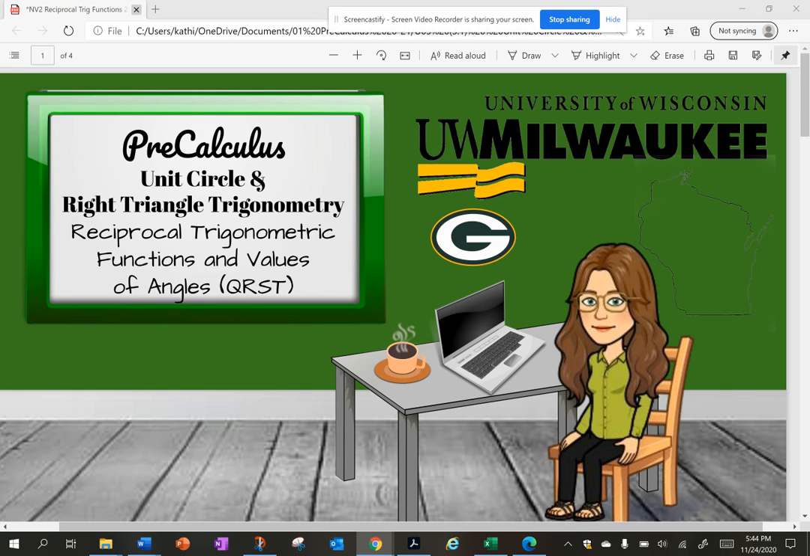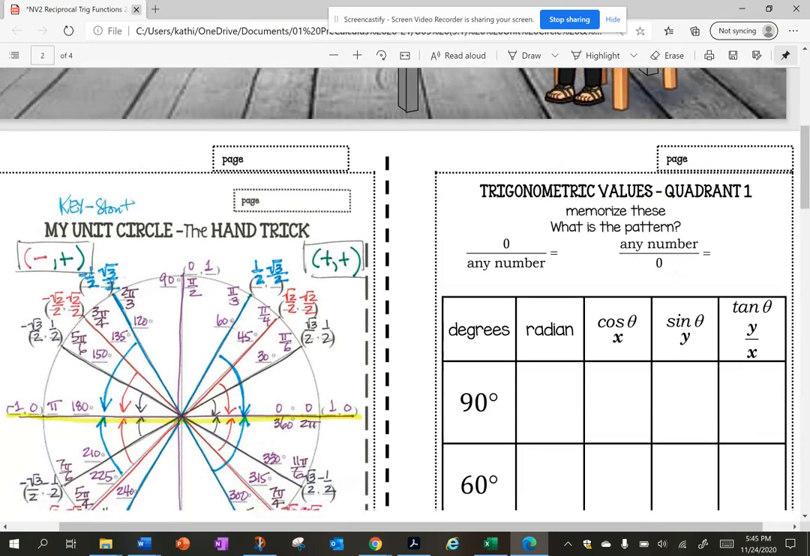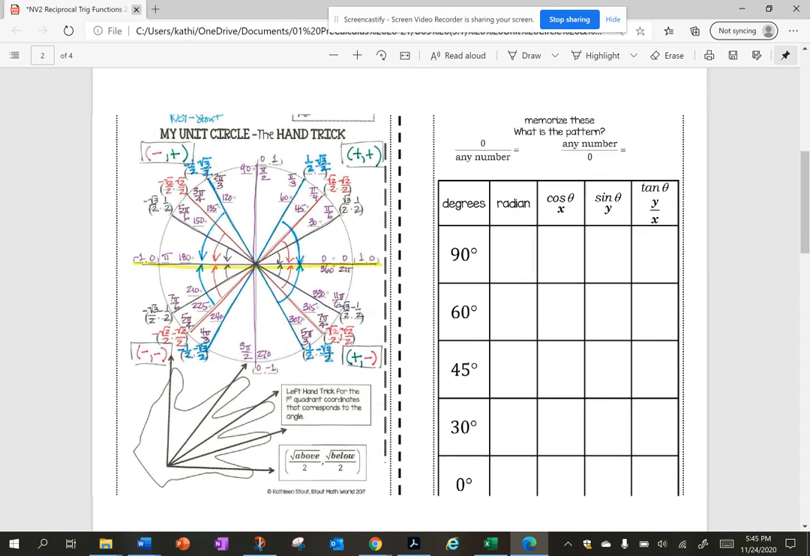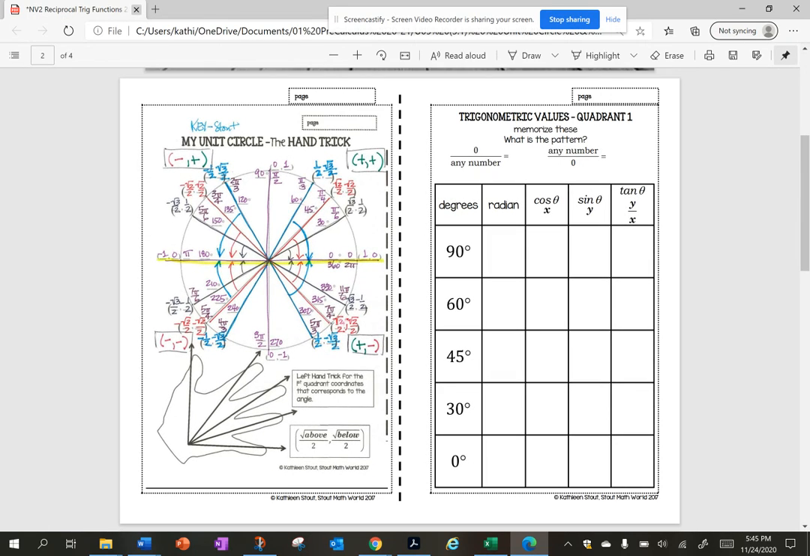Today's lesson is on reciprocal trigonometric functions and values of angles using QRST. All right, we're going to start by looking at our unit circle, and we're going to fill in a table.